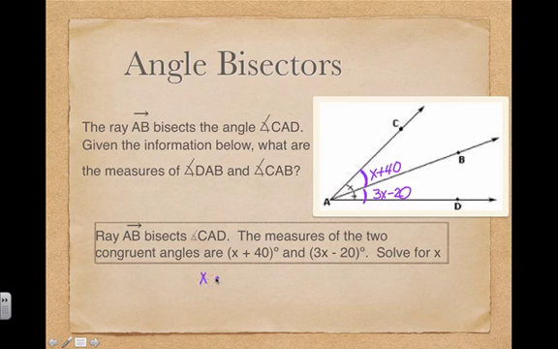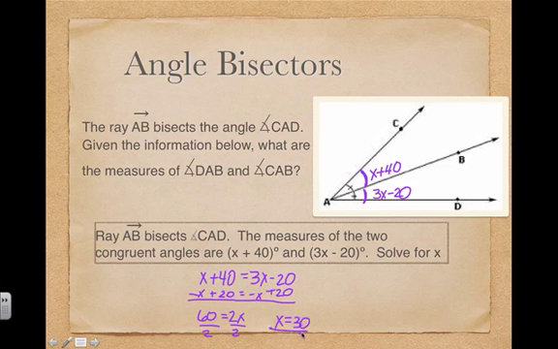So we have x plus 40 equals 3x minus 20. Now we're just into an algebra problem. Let's go ahead and solve. Combine like terms. So we're going to add 20 to both sides, and we're going to subtract x from both sides. So we get 60 equals 2x, divide both sides by 2, x equals 30.